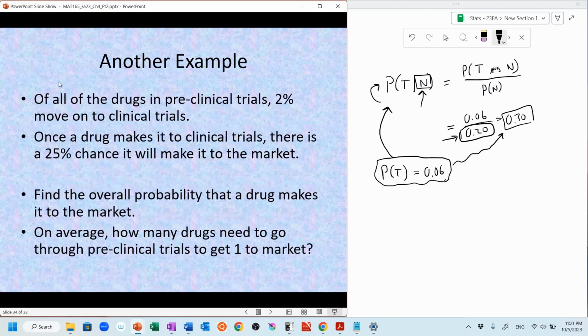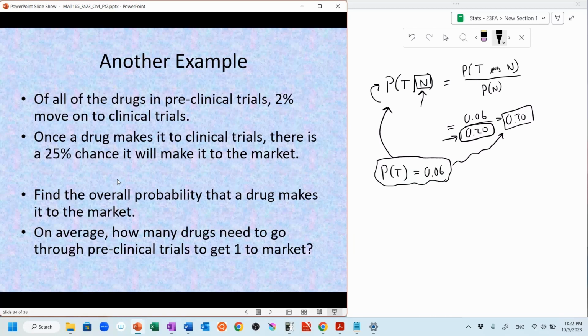So of the drugs that, let's say of the ideas that are brought into the lab to see if they can become reasonable drugs, 2% of them pass the preclinical trials. 2% of them, these ideas that some scientist has, work in the lab. If an idea works in the lab and has the potential to become a marketable drug, then it moves on to clinical trials. And once it hits a clinical trial, there's a 25% chance it will pass through the clinical trial successfully and make it to the market.